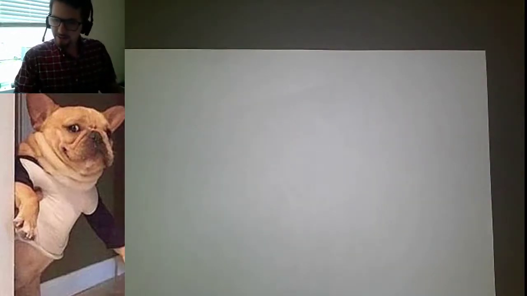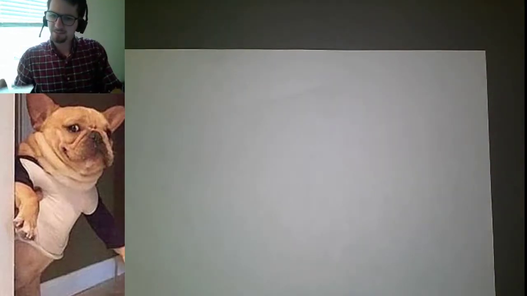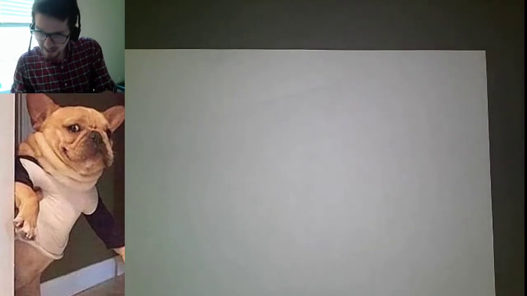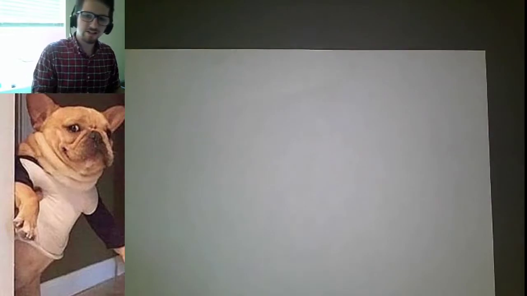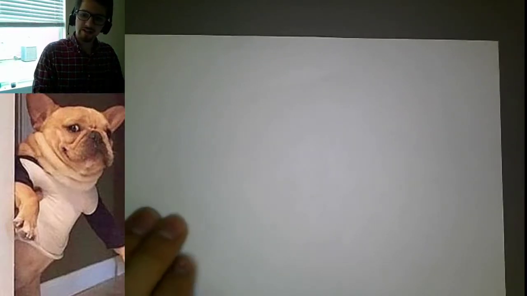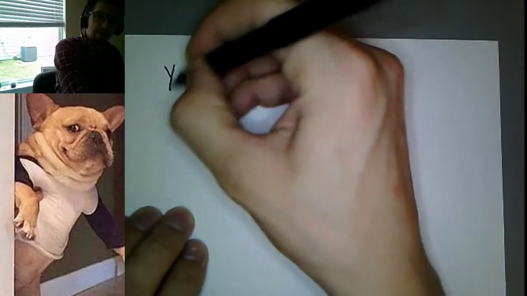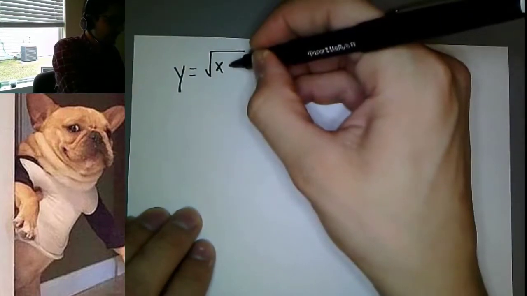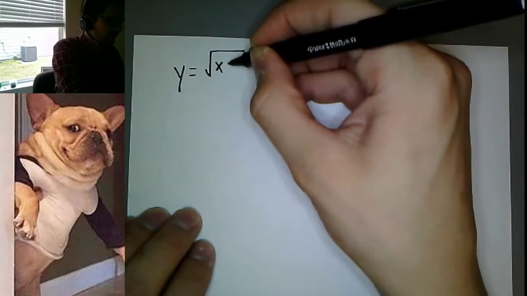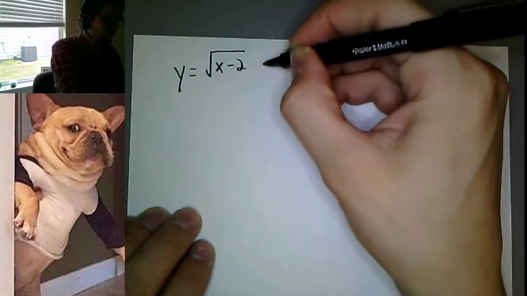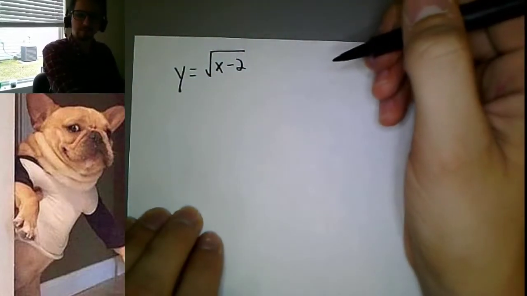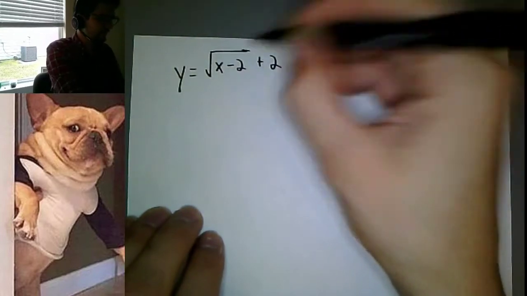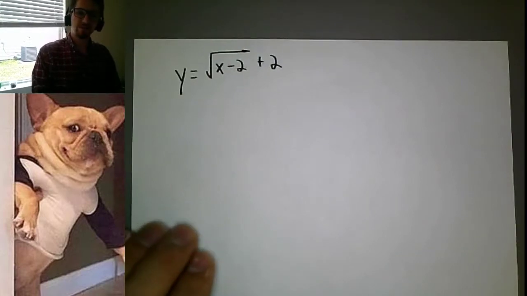So let's look at example number 1. And I'll probably only be doing 2 examples, and then we will get to homework, because this lesson does not need to be any longer than it needs to be. So let's look at y equals the square root of x minus 2, plus 2. The square root of x minus 2 plus 2.